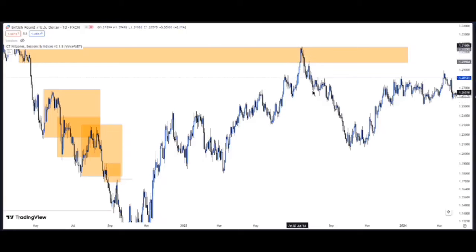When price took out this inducement, and then later came down to take out this one, this becomes an internal structure change of character to a downtrend, to bearish structure. And then you have this low here. For this low to be confirmed, inducement is needed. And here is your inducement in the market, this one. That's your inducement. So you have an internal structure high, internal structure low.